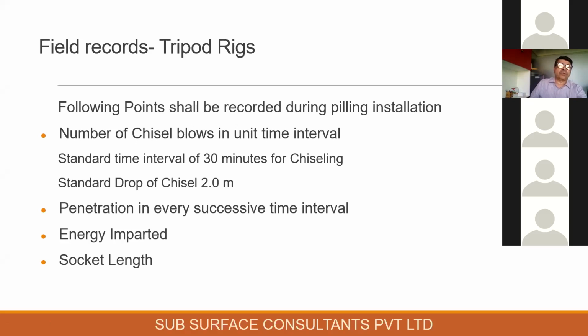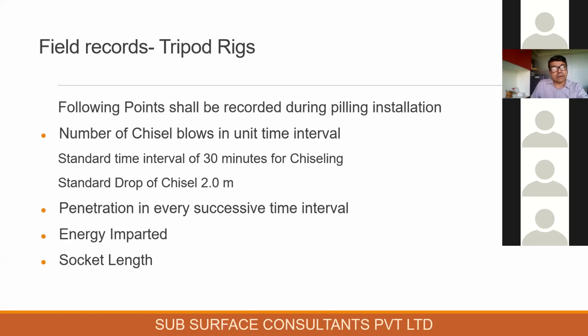So what tends to happen is, if you are measuring the number of blows in a standard time interval of 30 minutes with a standard drop of 2 meters, which can be marked on the wire rope on the piling rig, then the number of blows in unit time interval becomes an average number, kind of standard. And then we measure penetration in every successive time interval.